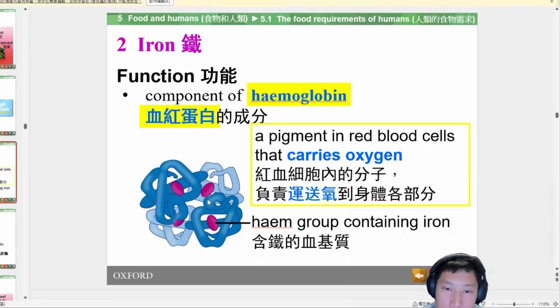You can see it is a coiled structure. In fact, this is a protein. This protein will bind with the iron, and this forms what we call a heme group. This heme group will help to carry oxygen. The oxygen will bind with the iron, and this will give us what we call a red color. So this is why this pigment is red in color.